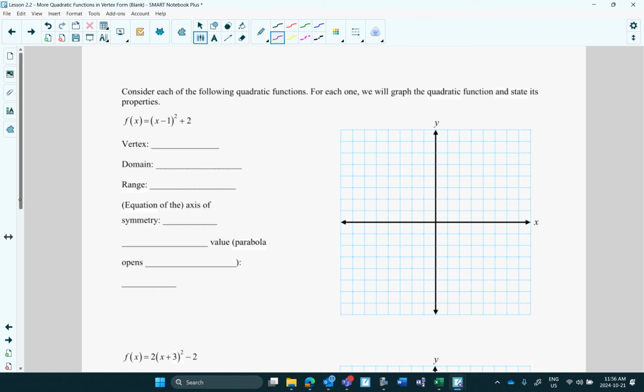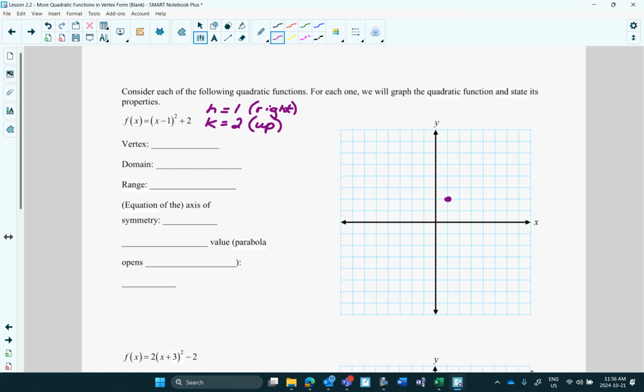Remember, it's in the form x minus, so that means H is 1. We shift 1 to the right. K is 2. So that means our vertex is going to shift 1 to the right, and it's also going to shift 2 up. So instead of starting at 0, 0, I'm going to start where? 1, 2.